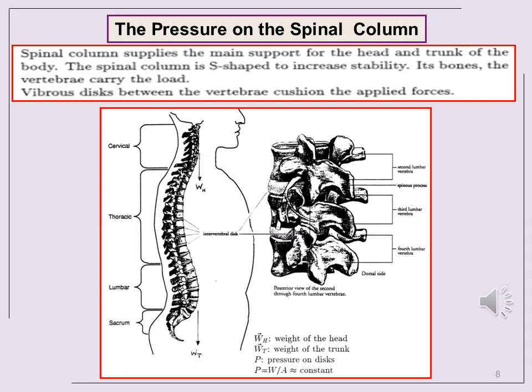The pressure on the spinal column. The spinal column supplies the main support for the head and trunk of the body. The spine is S-shaped to increase stability. Its bone vertebrae carry the load. Vertebrae discs between the vertebrae cushion the applied forces and pressure.